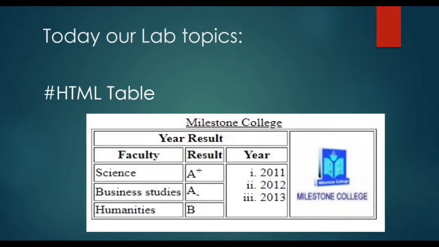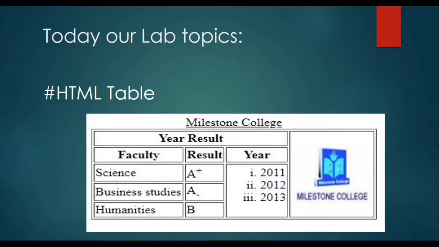So here, first, Marston College is a caption. Under this the bold text is year result, which contains 3 columns. That means there should be colspan because it's taking 3 columns together. And then see, a logo or an image is here, and this image is taking 5 rows. So there should be rowspan.